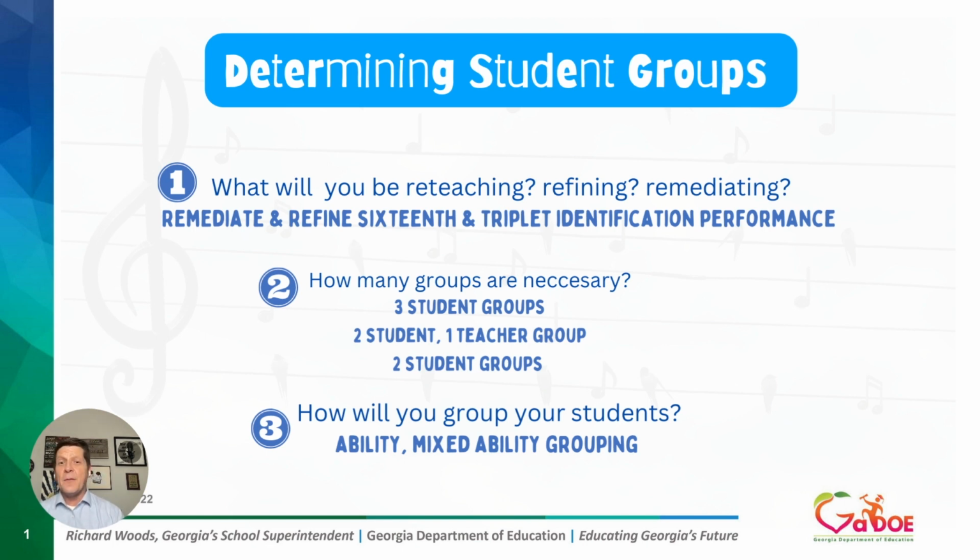I got to decide how many groups are necessary. A typical number is 3 student groups. That usually works out with most sizes, but in some cases, you may need to have 4 student groups. Sometimes, depending on how your data rolled out, maybe there were just 2 student groups that you specifically needed, and you needed to reteach one and refine the other.